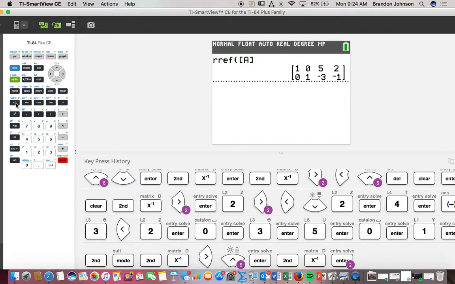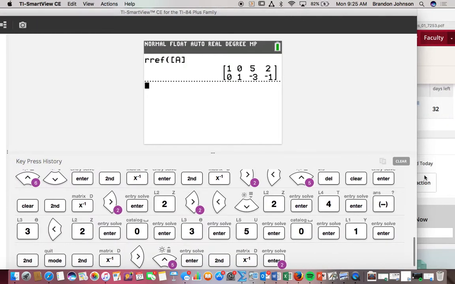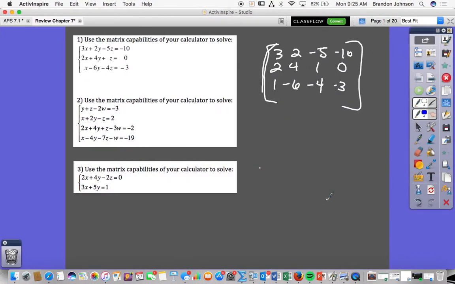Now this becomes a little bit weird. The reason why is because we had 2 equations, but with 3 variables. That's a problem. It's hard to solve when we have only 2 equations with 3 variables. So what we have is this. If someone could read that to me real quick so I can put it up here. 1, 0, 5, 2. 0, 1, negative 3, negative 1.